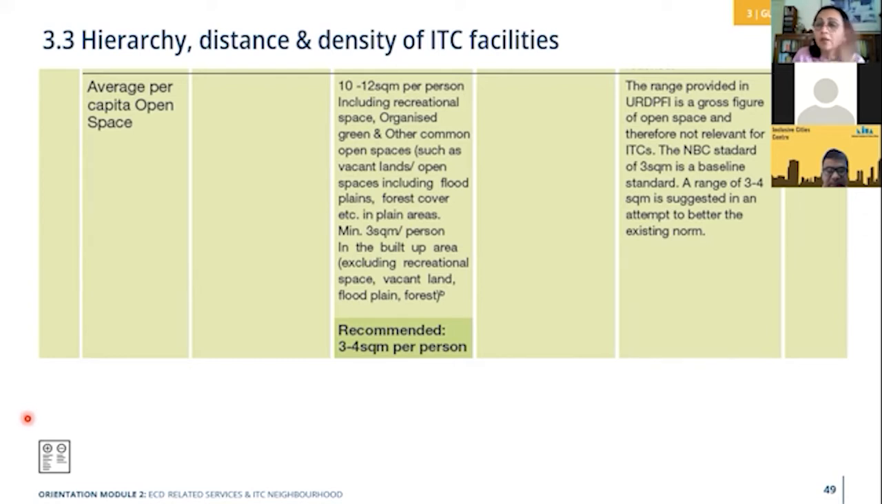So these are the kind of per capita open spaces that they have, but we are recommending really low. Even WHO says 9 to 10 square meters per person should be there. But at least 3 square meters is what is being recommended in the guidelines.